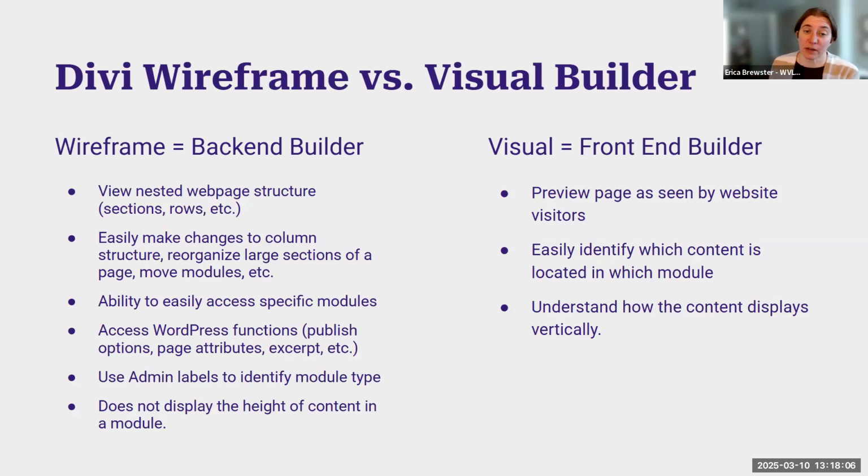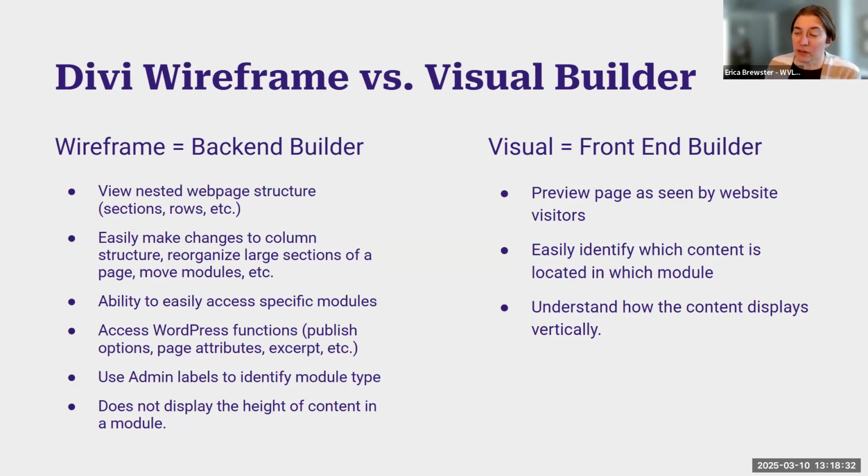So this is what we were looking at. We were looking at the wireframe, or the back end view, which is just the skeleton. You can really see that nested structure. You see how the sections and rows and columns all fit into each other. You can easily make a change to that column structure or reorganize large chunks of your page on the back end builder. And you can easily access specific modules there.